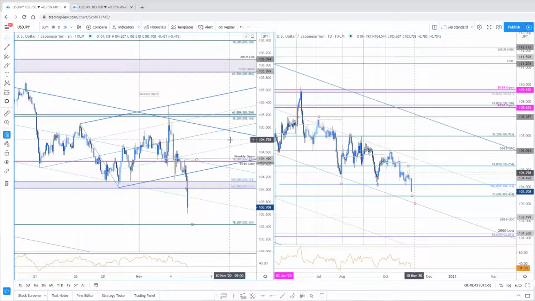Questions on dollar yen? Again, very reactive to dollar data. You still have FOMC, you still have non-farm payroll, elections on tap.